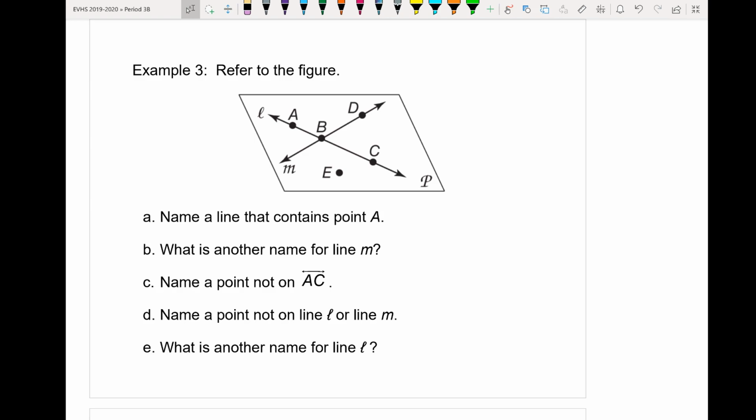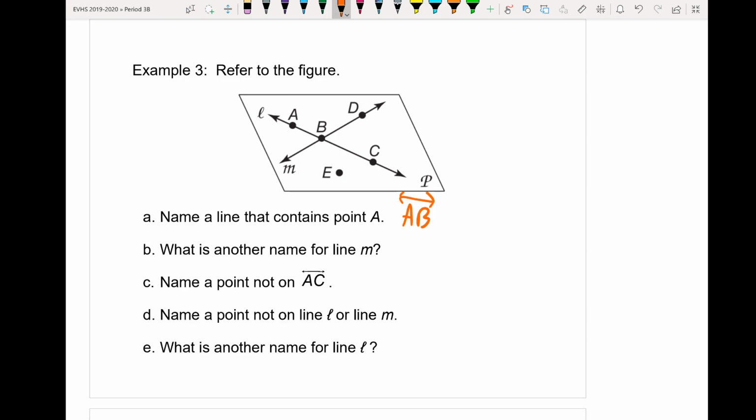Example 3. Name a line that contains point A. Cade, what do you got? ABC. Careful. How many points do we use for a line? 2. So we can't say ABC. Just pick 2. A, B. Lots of different versions of that. I'm not going to go through them all.